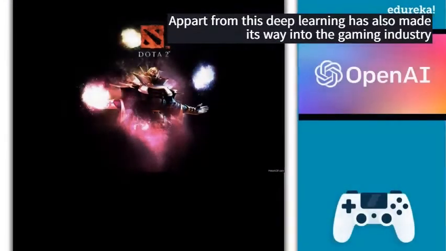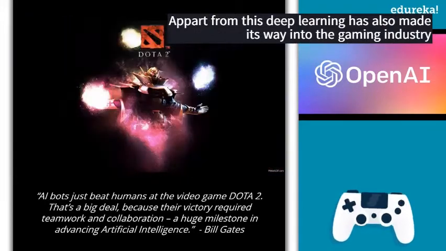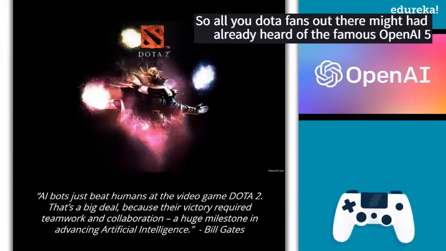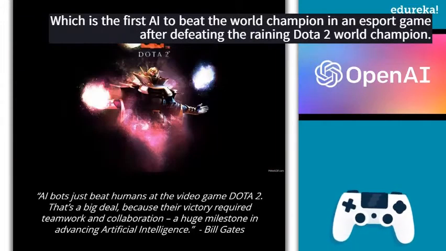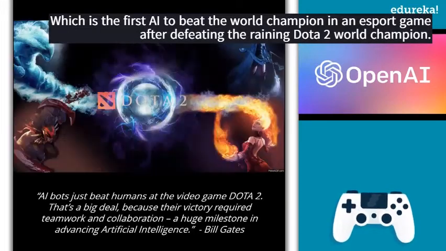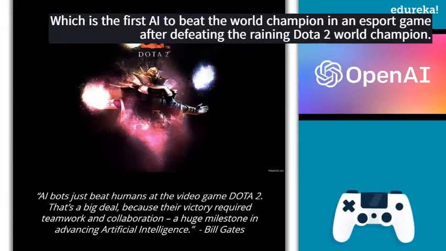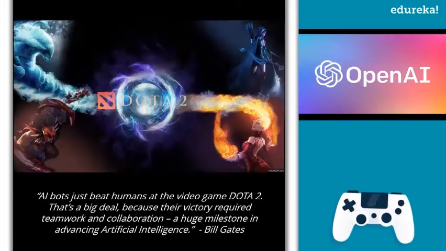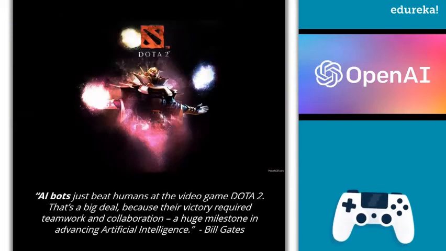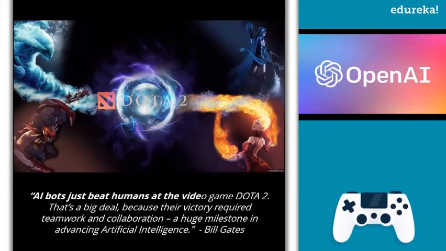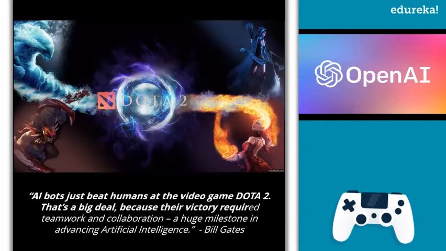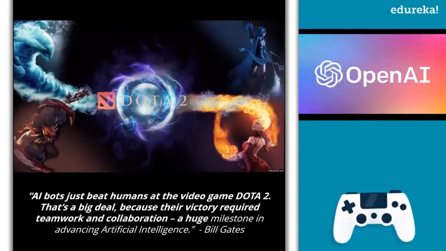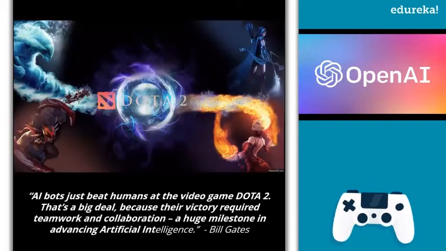Apart from this, deep learning has also made its way into the gaming industry. So all of you Dota fans out there might have already heard about the famous OpenAI Five, which is the first AI to beat the world champion in an esports game after defeating the reigning Dota 2 world champion. Post-victory, Bill Gates tweeted, quote, "AI just beat humans at the video games Dota 2. That's a big deal because their victory required teamwork and collaboration, a huge milestone in advancing artificial intelligence."